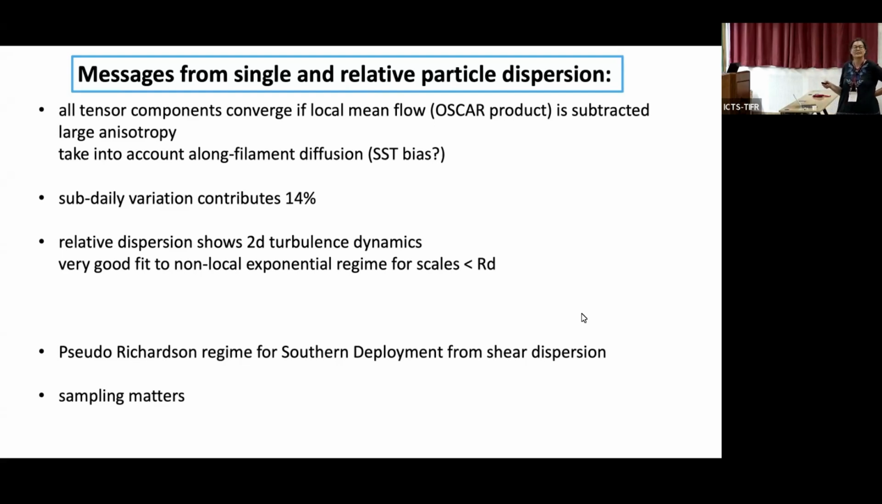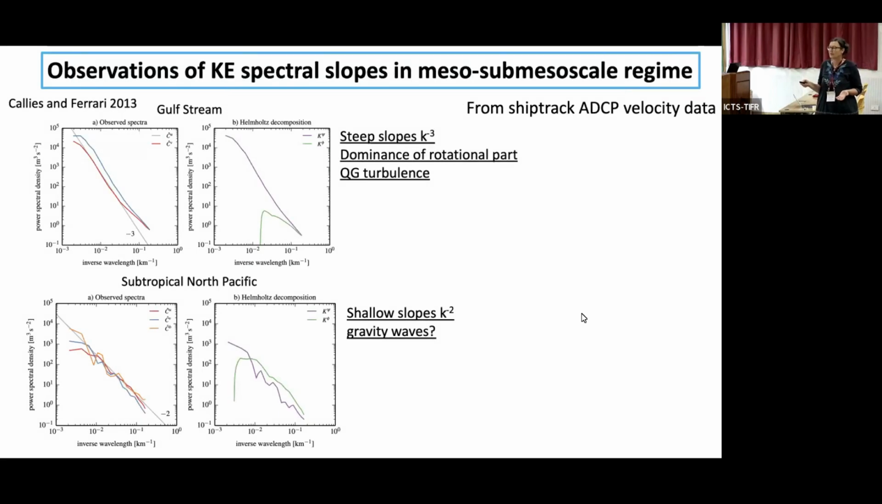And the relative dispersion actually shows something that is typical for 2D turbulence dynamics. So this exponential regime is consistent with steep slopes. Then we have the Richardson regime that is consistent with the k to the minus 5/3. Yeah, and sampling matters.